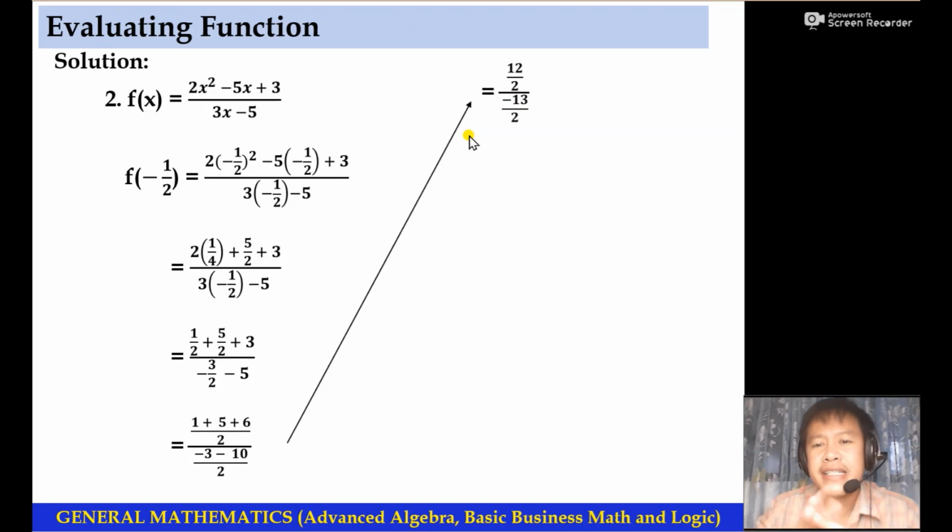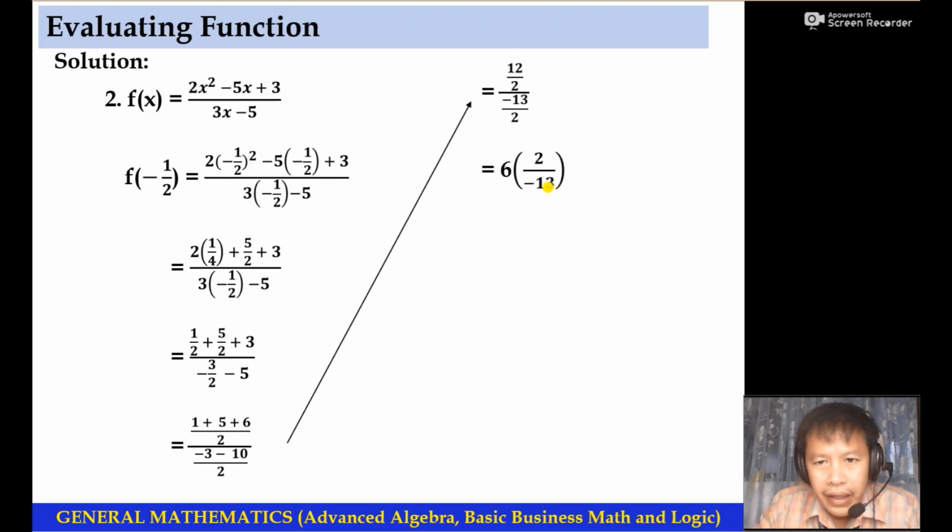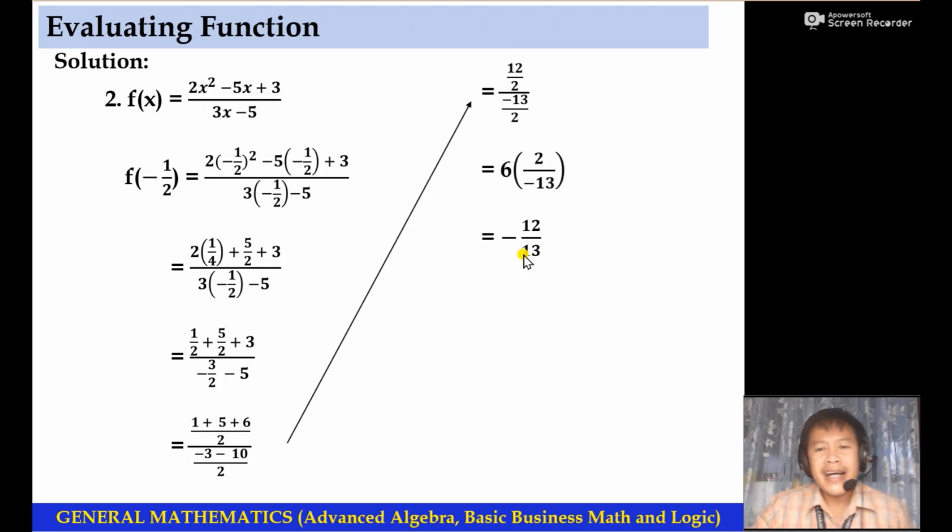Then, this is 6. Take note, you have a mixed number. Therefore, to simplify mixed number, you are going to get the reciprocal of the denominator and proceed with the multiplication. Okay. So, 12 over 2 is equal to 6. Get the reciprocal of negative 13 over 2, and that is 2 over negative 13 because it is a mixed number. Then, proceed with the multiplication after getting the reciprocal. Therefore, 6 times 2 is 12. And that is negative 12 over 13. And this is our answer.